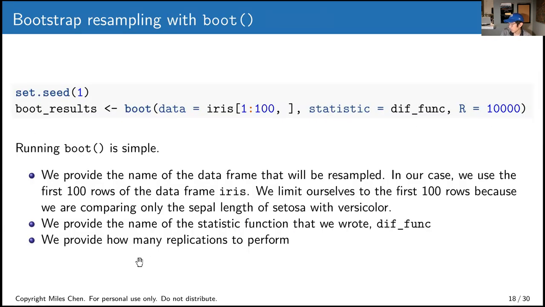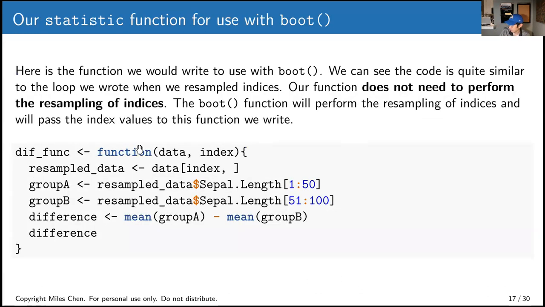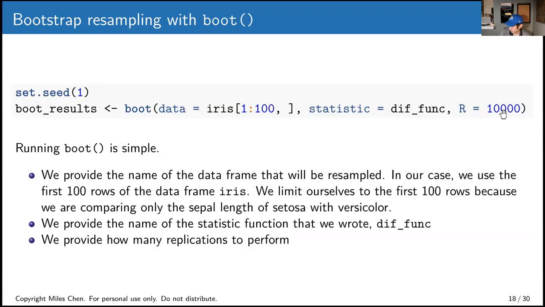Okay, so running this in R will be done this way. We call boot, and the data that I'm going to use, because I'm only interested in comparing the first two species, Setosa and Versicolor, I'm only going to look at the first 100 rows in the iris data set. Our statistic is the function that we wrote here, the difference function, and I'm going to ask for 10,000 repetitions.